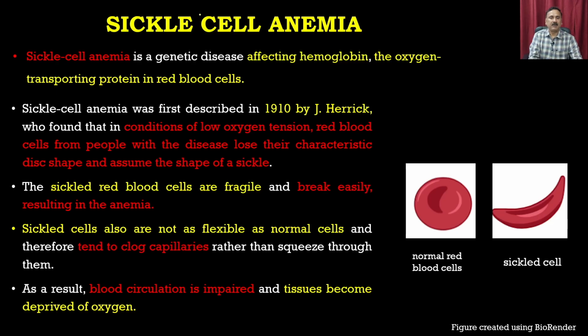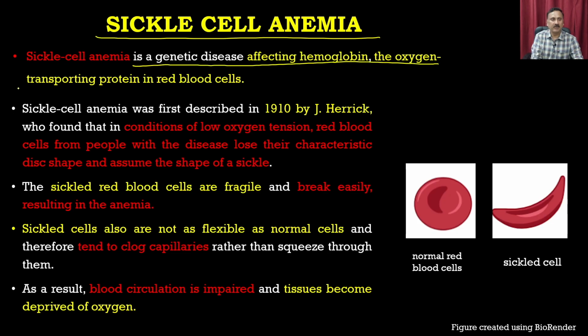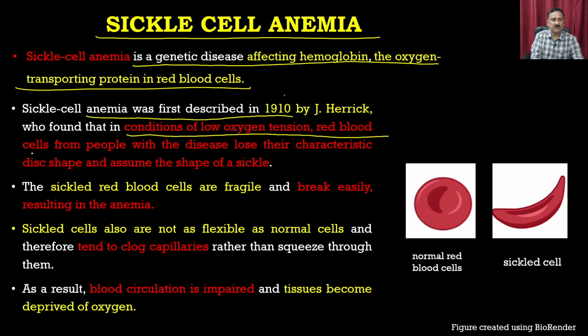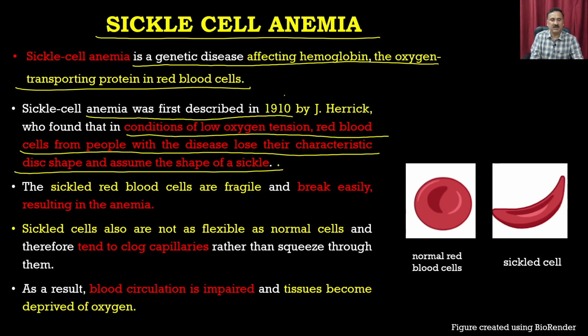One such example is sickle cell anemia, right? Sickle cell anemia is a genetic disease affecting hemoglobin, the oxygen-carrying protein. It was first described in 1910, and it is a condition of low oxygen tension. Red blood cells, when people have the disease, lose their characteristic disc shape and assume the shape of a sickle. This is sickle cell anemia, right? So these are the disc-shaped RBCs when they convert into the sickle cell phenotype.